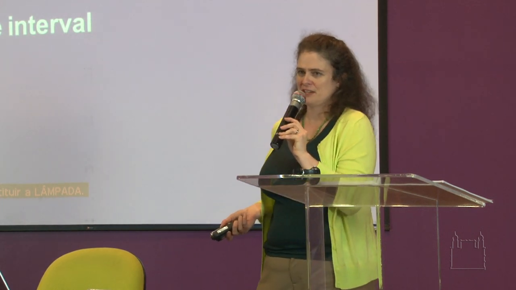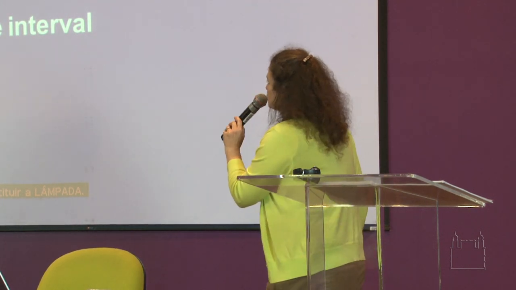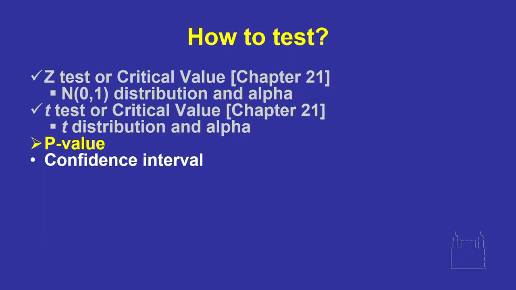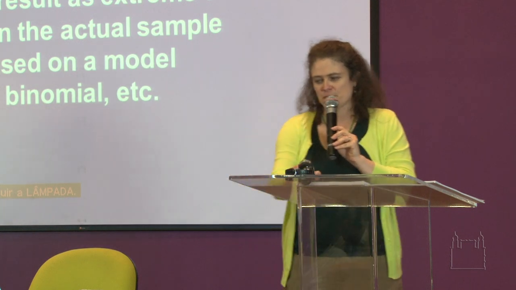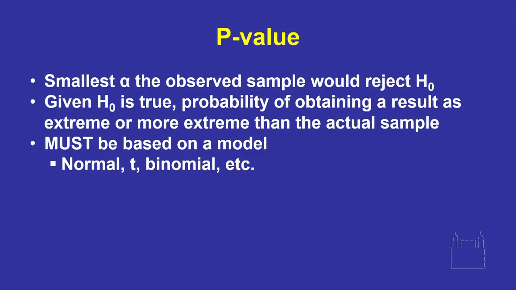So how are we going to test them? If you are interested in critical values and t-tests, go to the textbook and watch the lecture that's online. I'm skipping to p-values because almost everybody, out of these tests, is really looking at p-values and confidence intervals. So what is a p-value? The p-value is the smallest alpha at which the observed sample is going to reject the null hypothesis. So what is the smallest probability of a type 1 error?